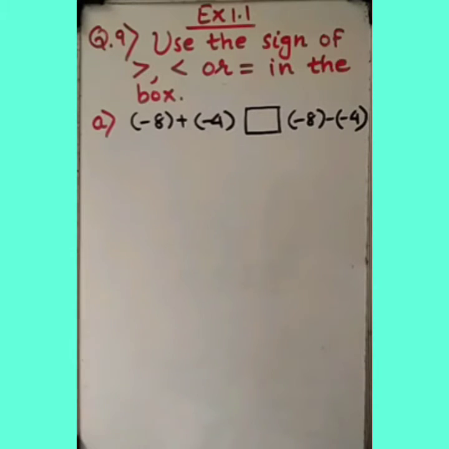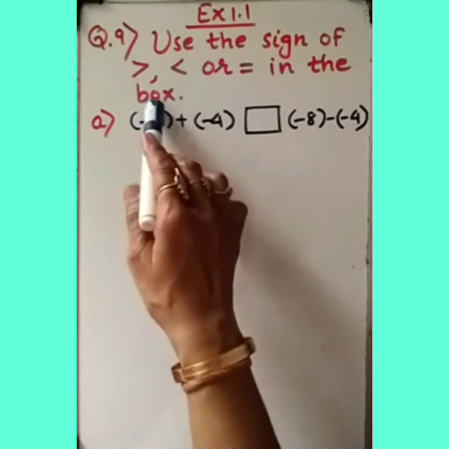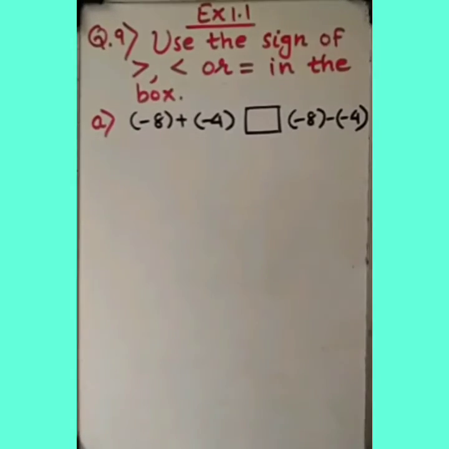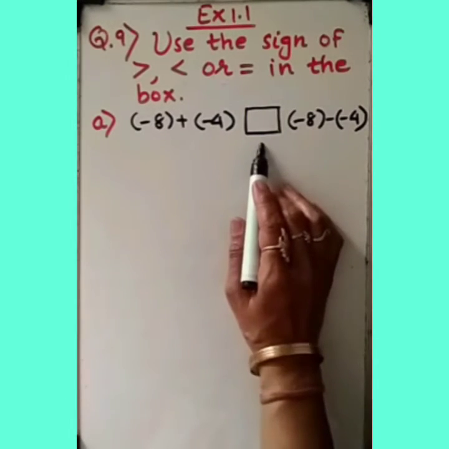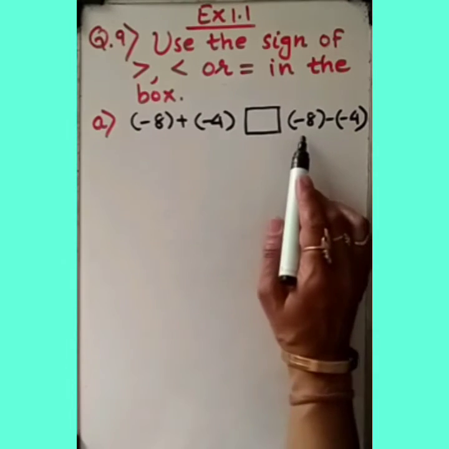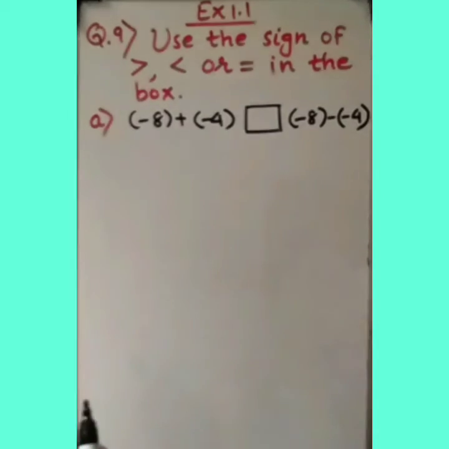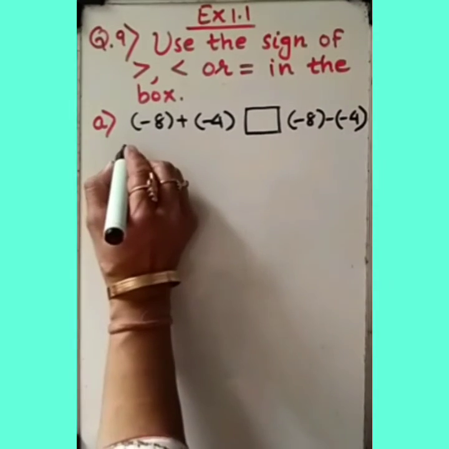Okay, my dear students, here is exercise 1.1, question number 9. Use the sign of greater than, less than, or equal to in the box, right? Just observe nicely. The first question we are given is minus 8 plus minus 4, and here we need to put the sign. So keep the blank box. Minus 8 minus minus 4 in bracket. So how to solve? Let's start.